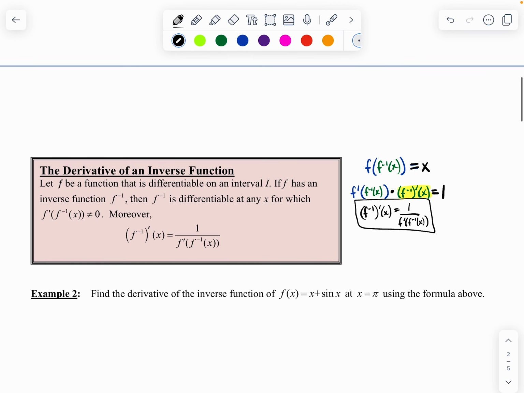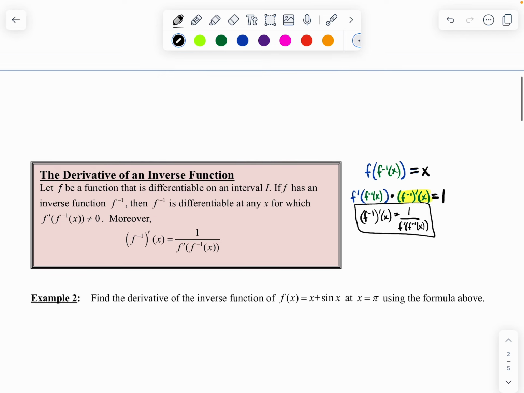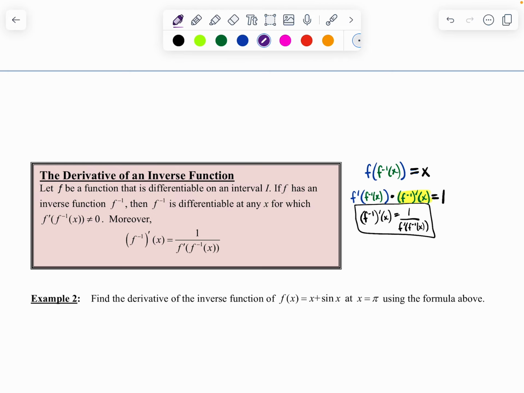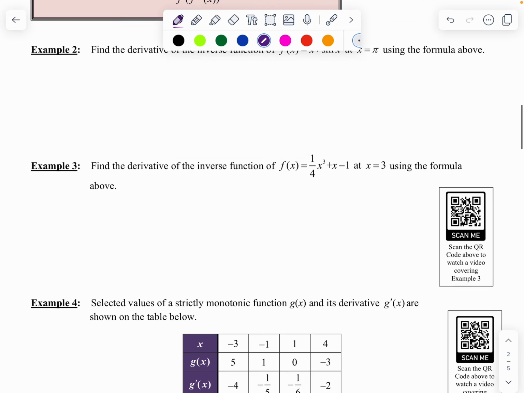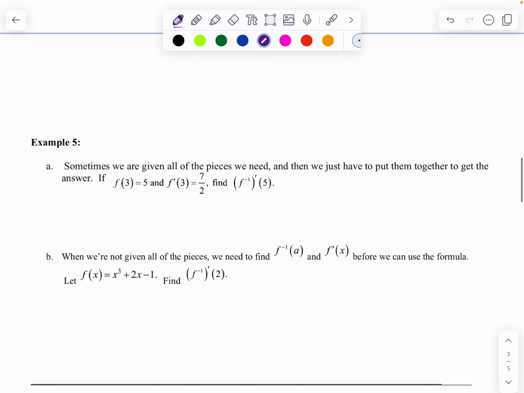All right. Another thing to keep in mind is that sometimes, well, we'll do that on the next example. We're going to actually skip down and go all the way over here to example 5, and we'll start there on the next video.